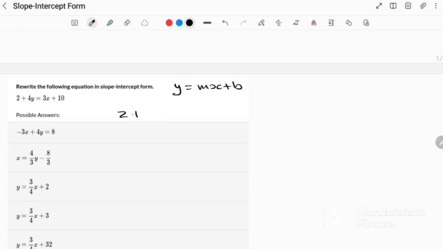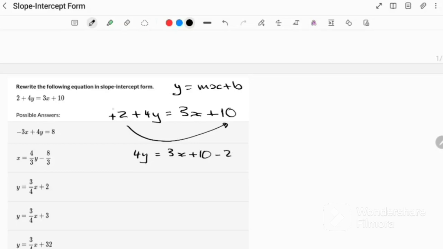So we have 2 plus 4y is equal to 3x plus 10. We're going to take like terms together. So we're going to move the 2 on this side, and it's going to become 4y is equal to 3x plus 10 minus 2. Because it's a plus here, it becomes a minus when it crosses the equal sign. Then 10 minus 2 is going to give us 8. So we have 4y is equal to 3x plus 8.